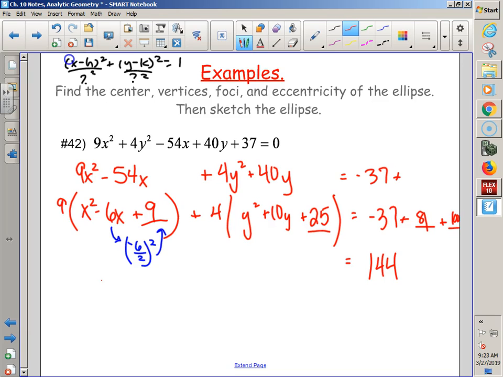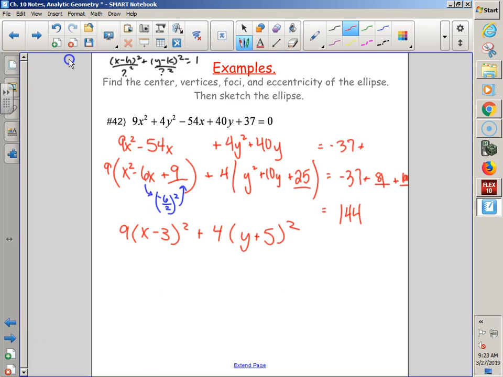Anyway, we have 9x minus 3 squared, and we have 4y plus 5 squared. Because we're awesome, we can factor, right? Yeah, we can. But what's the struggle? Where's our A and where's our B?